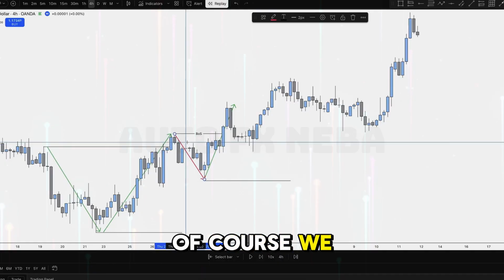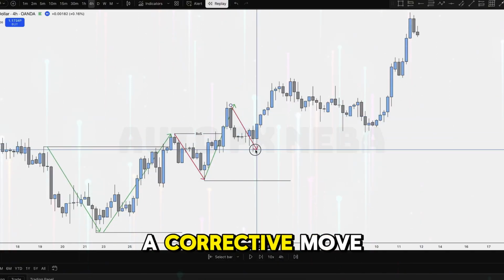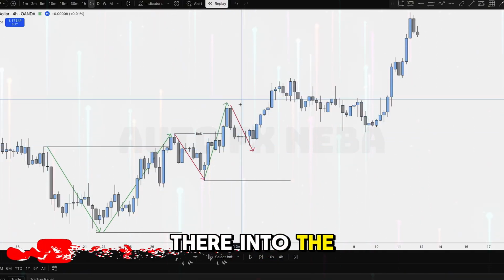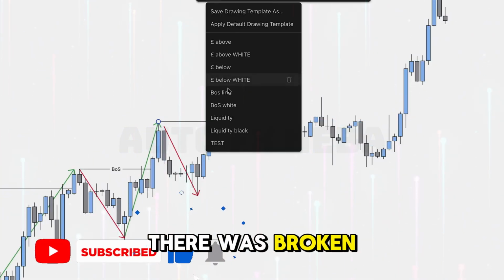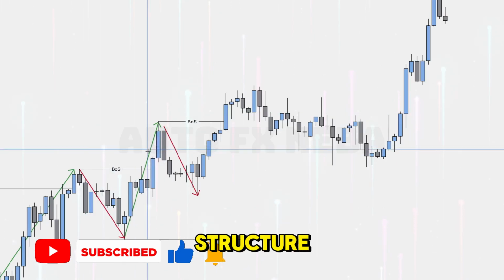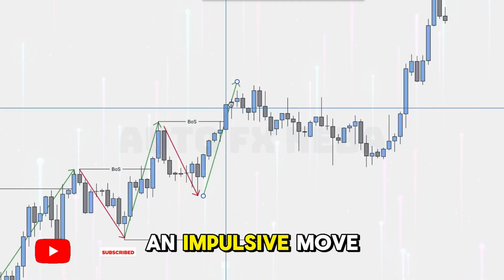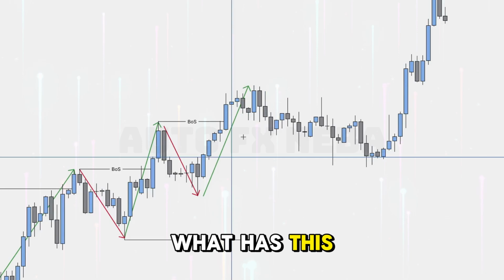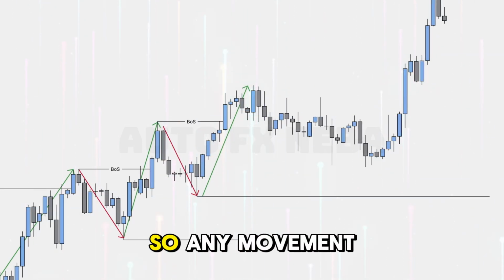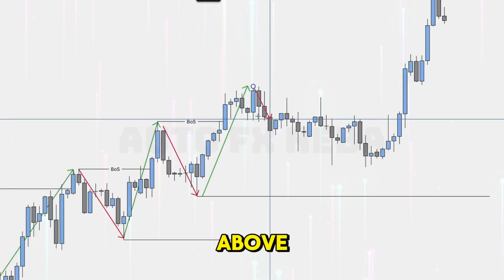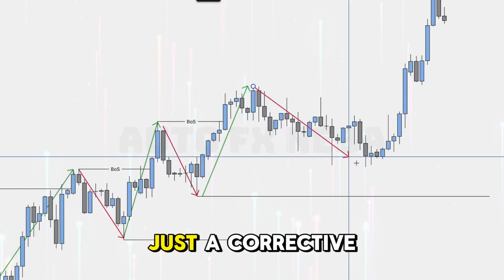We can see, of course, we didn't get a break of that low. We just got a corrective move from the high there into the low there. So it's a simple correction. Then the high there was broken, creating a BOS, break of structure, which therefore creates an impulsive move from this low to this high. What has this done at the same time? Well, this has printed us a new higher low just here. So any movement that takes place above this low is just a corrective move.